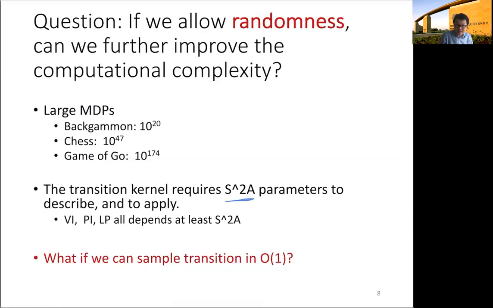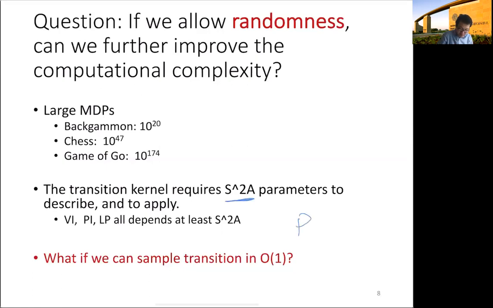As a matter of fact, the transition kernel itself needs this many parameters to even describe it, right? And value iteration and policy iteration require applying the transition kernel as a matrix, as a linear operator, to some vector, and matrix-vector multiplication would take time proportional to the size of the matrix.